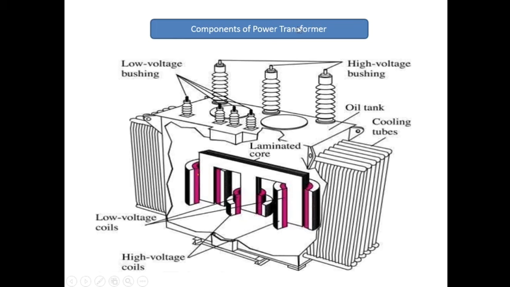Components of power transformer. This is a power transformer, and this is the high voltage bushing. These are the low voltage bushings. This is the oil tank, laminated core. This is the laminated core. This is the low voltage coil, and this is a high voltage coil. This is cooling tubes.